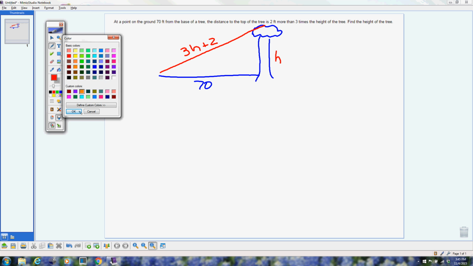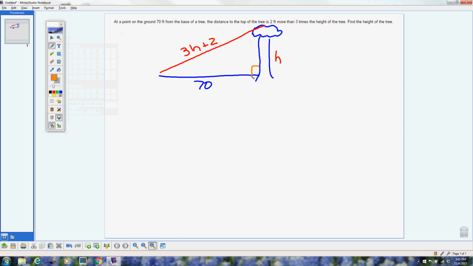Now in this case, we have a right triangle. So you're going to use the Pythagorean theorem, which is a squared plus b squared equals c squared. Remember, your longest side, right here, that's the one that's your c. Okay, so I'm going to do h squared plus 70 squared equals (3h plus 2) squared.